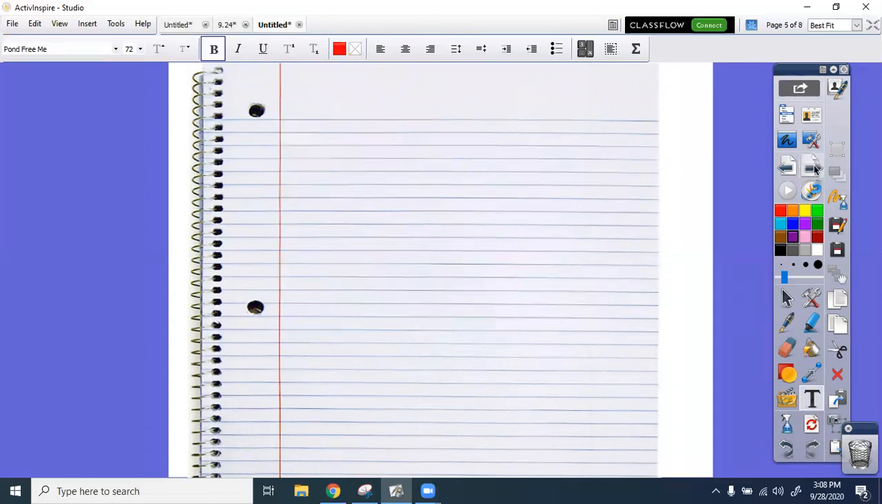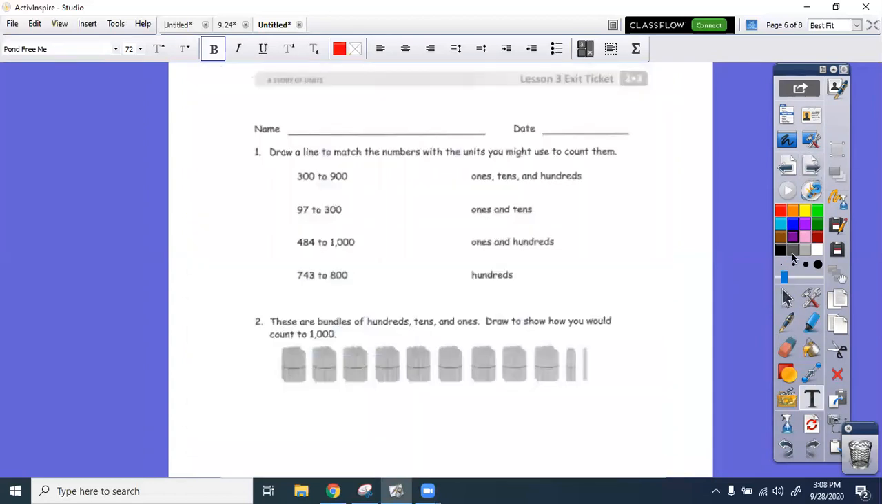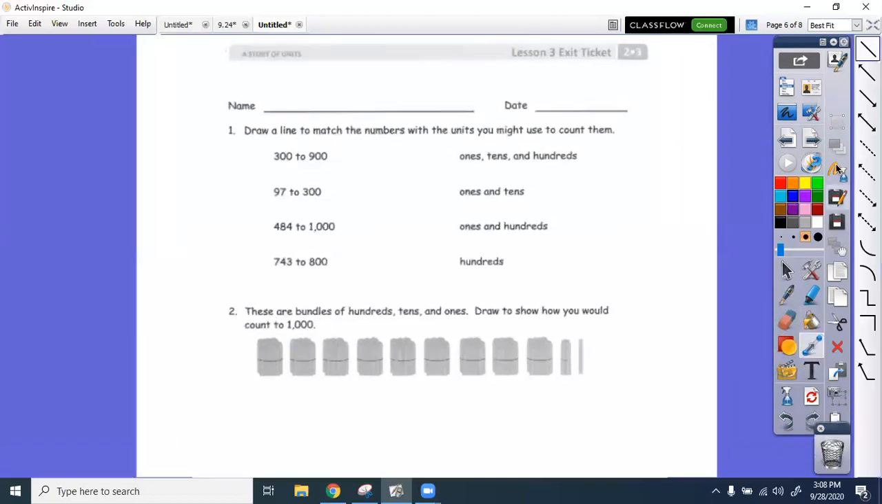Great job. So let's look at what you have to do in your packet. The first page of your packet looks like this one. Let's talk about showing what we know. My suggestion to you would be in your notebook, if you needed to, you could do these three problems to see what you use to find your answer. But Ms. Bland figures some of you can think through it with me, and so we'll start there.